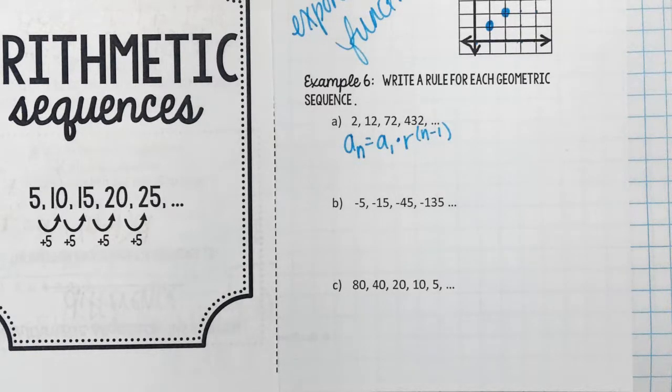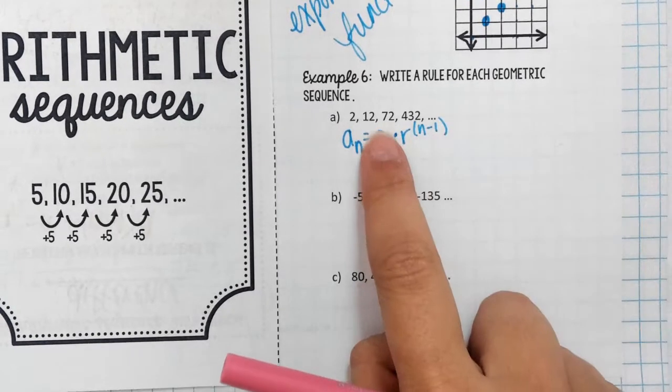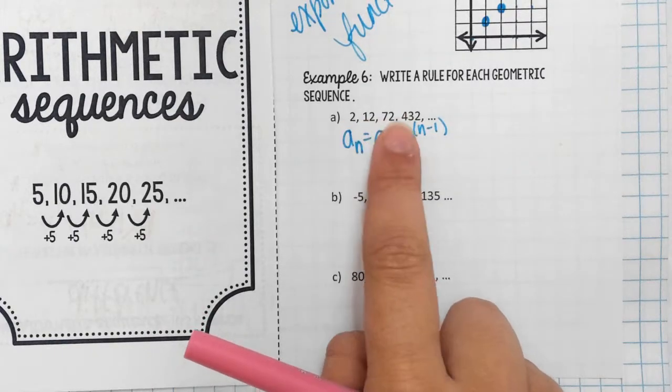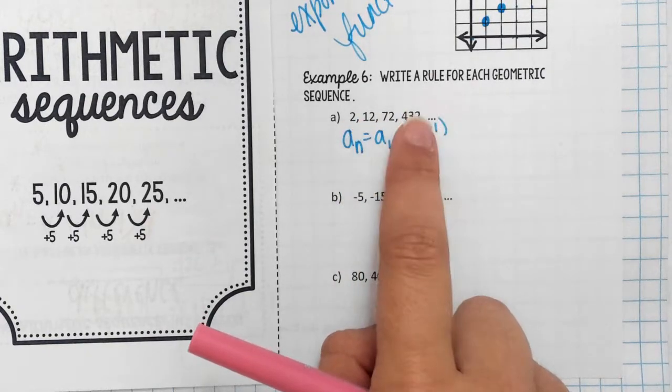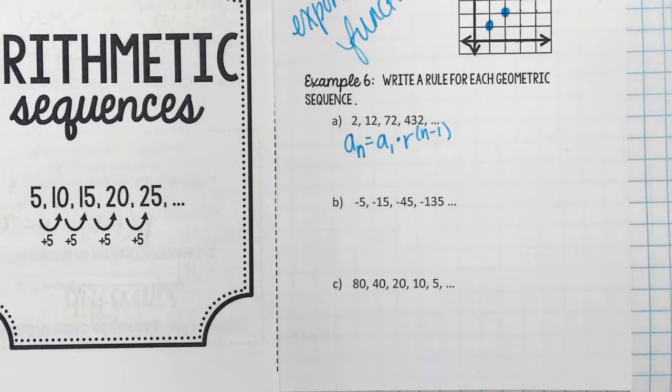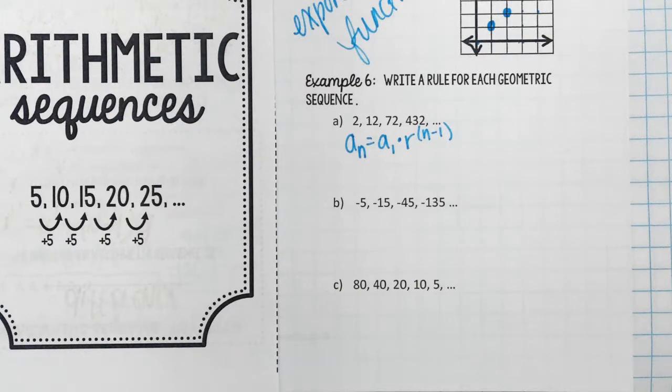Now, let's figure out what the common ratio is for this one. Remember, you would do 12 divided by 2, 72 divided by 12, 432 divided by 72. So I want somebody besides Jordan, Jackson, Alexia, Jarek, and Alicia to tell me what it is. You need to be able to divide without people shouting it out. Give them just a minute.